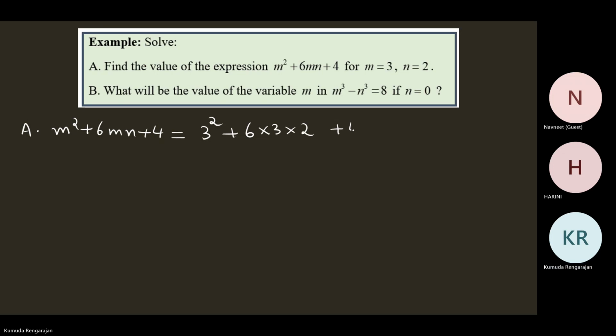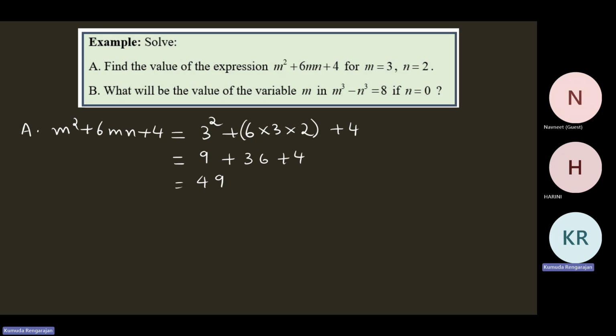plus 4. You can put a bracket here to be safe because you'll have to multiply this 6 into 3 into 2. You should not add 2 and 4. Next step, 3 square means 3 into 3, 9 plus 6 3s are 18, 18 2s are 36 plus 4. So this is 49. So the value of the expression when m is 3 and n is 2 is 49.